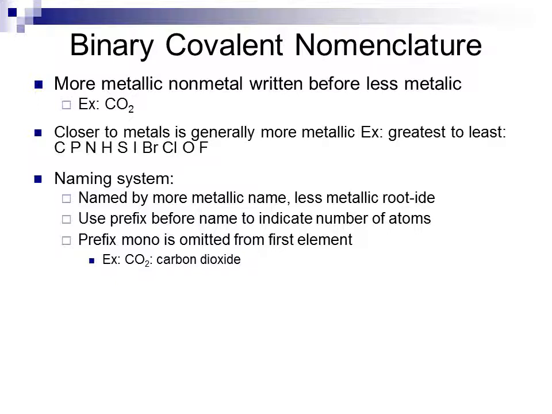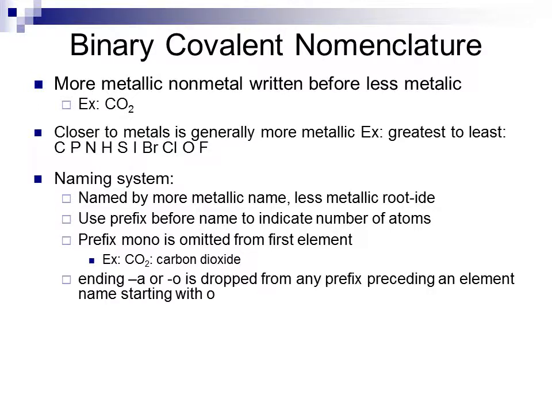For example, we have carbon dioxide, CO2. We have one carbon, two oxygens. The carbon atom, being only one, would have been monocarbon dioxide, but because carbon is first, we omit mono. We do not use mono in the first element of the compound.